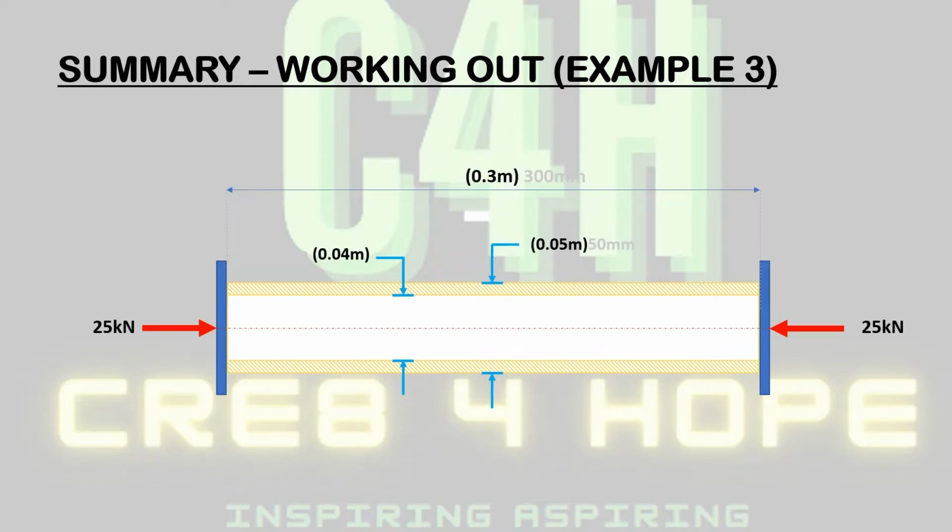So in summary, this is a quick schematic of the problem, showing the brass hollow tube being compressed between two washers, as shown in the diagram. We've got the 25 kilonewton force compressing the tube, and I've also indicated the diameters of the tube. So the external diameter is 0.05 meters or 50 millimeters. The internal bore, or the inner diameter, is 0.04 meters, and the length is 300 millimeters or 0.3 meters.